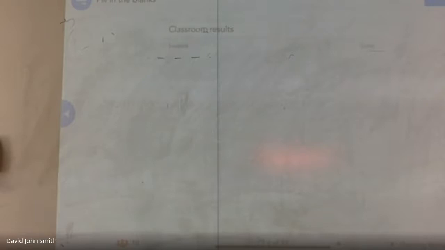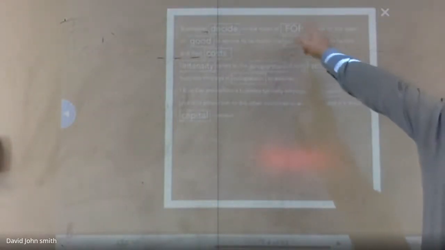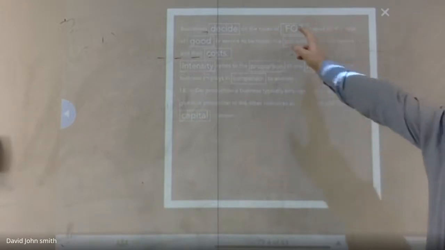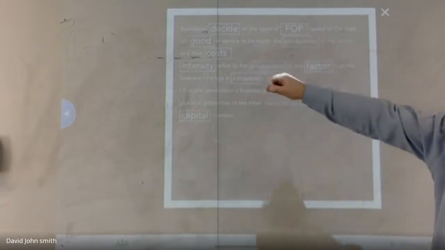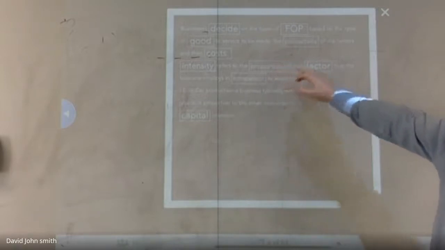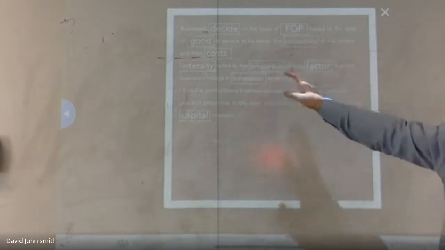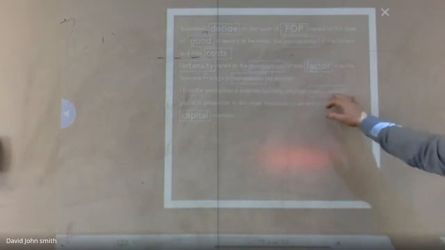Now, the answers to that one, this one. Businesses decide on the types of factors of production, so FOP for factors of production, based on the type of good or service to be made, the productivity of the factors and their costs. Intensity refers to the proportion or percentage, if you will, of one factor that the business employs in comparison to another. I.e., in car production, a business typically employs more capital goods in proportion to all other resources, so we would explain it as more capital intensive.